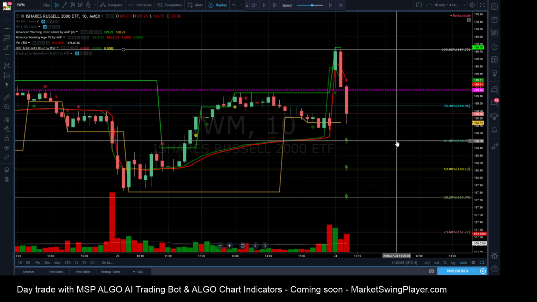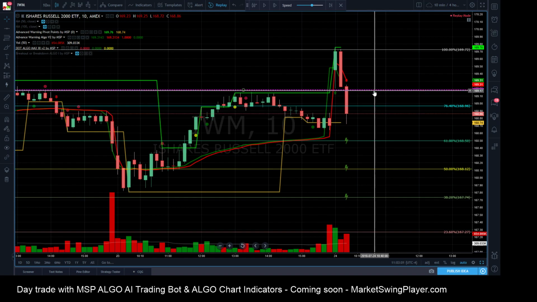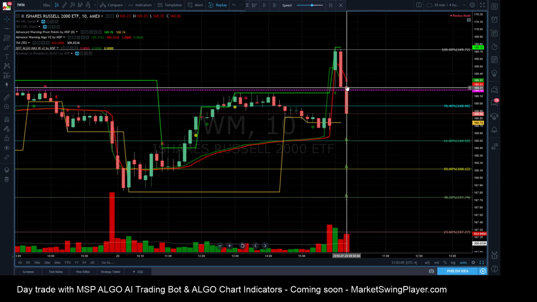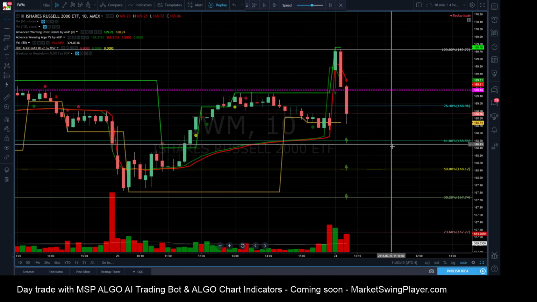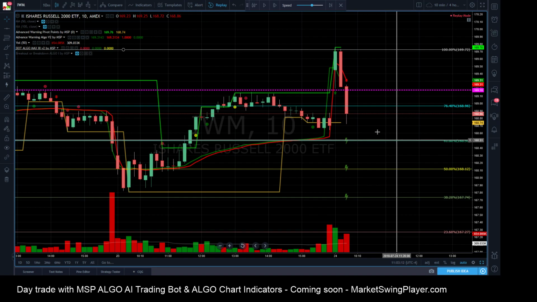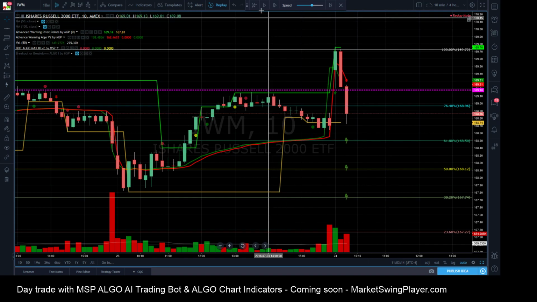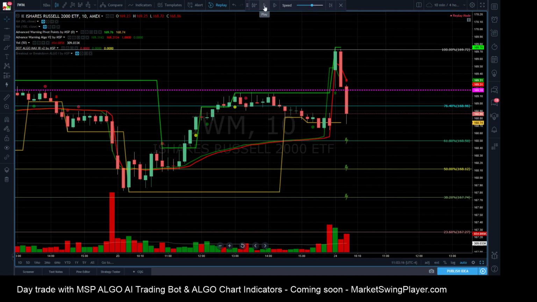We short near the pink line here. Once it broke out and retested, we're looking at support at 168.5. The app validated a few things for us. What did it validate?